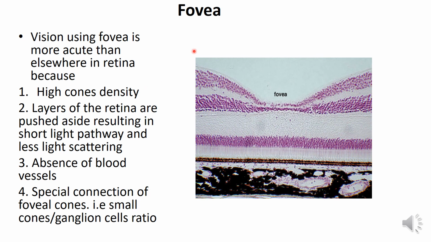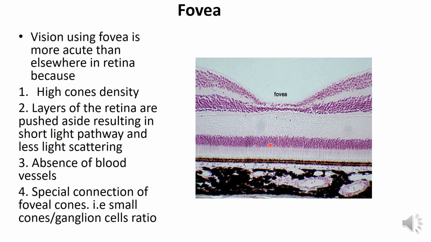This slide is about the fovea and why it is used to see the details of the image. In other words, fovea has the highest visual acuity compared to the other areas of the retina. And the reason for this high acuity, as you can see listed here, first reason is the high cones density. It means a lot of cones here in this area. This is the photoreceptor layer. The density of the photopigments, especially cones, is very high here.